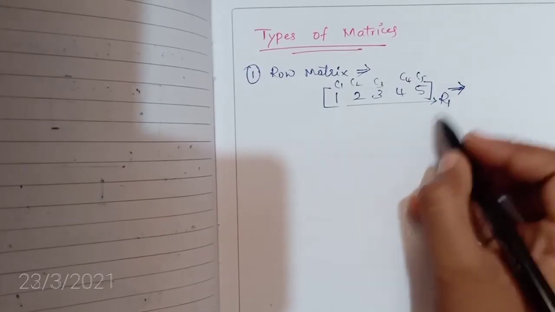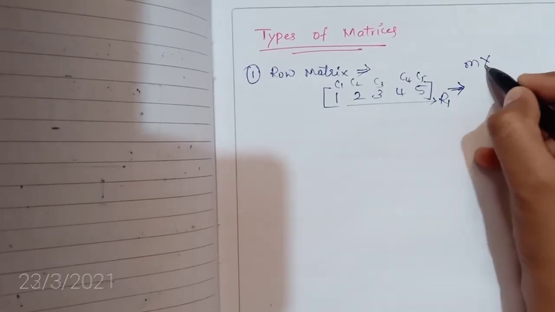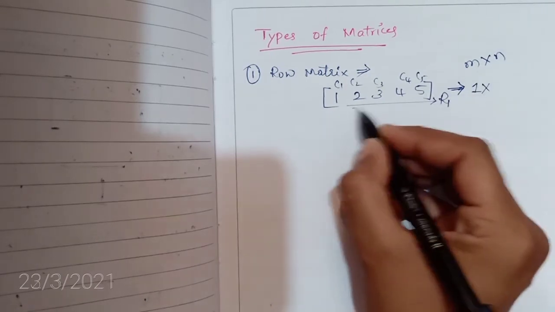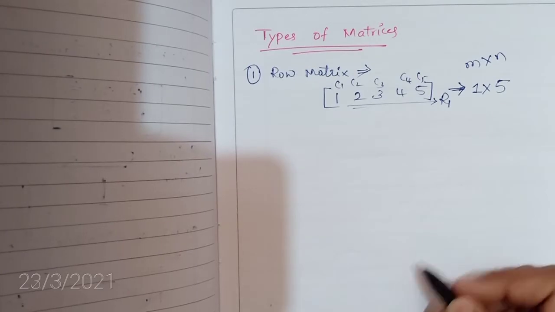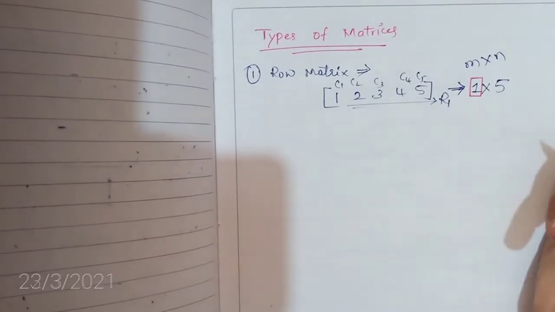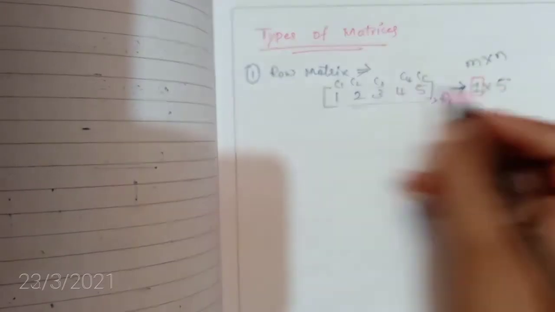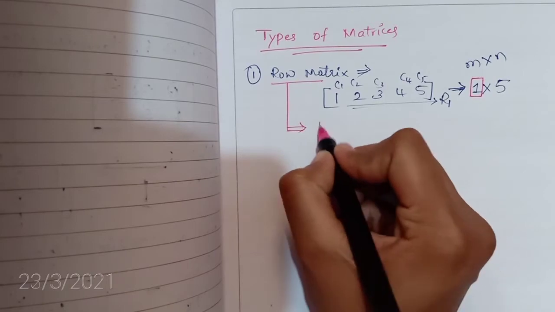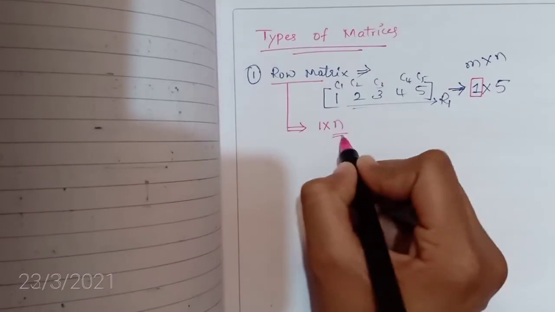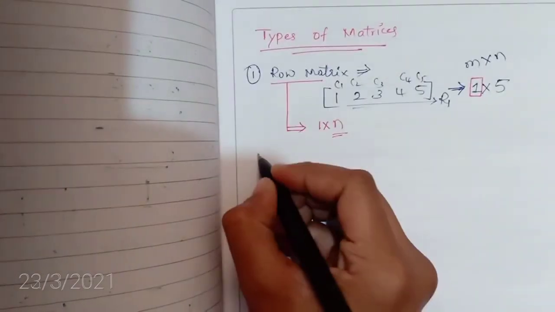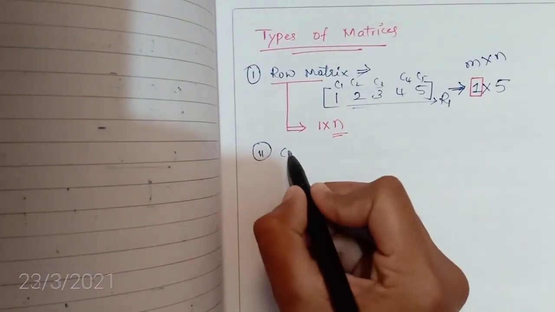What is the order? I said number of rows cross number of columns. So number of rows 1, number of columns 5, right? Because number of rows is always 1 in a row matrix. That is the reason the general order we write for this one is 1 cross n. N can be any number, so that depends on which example you are taking. This is a row matrix.